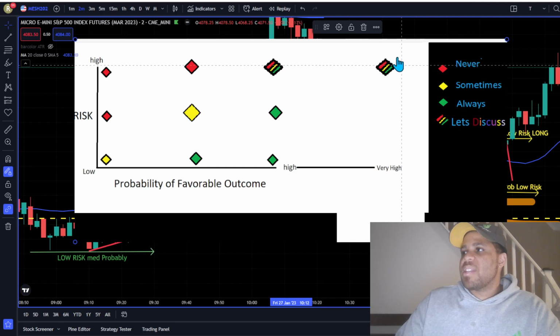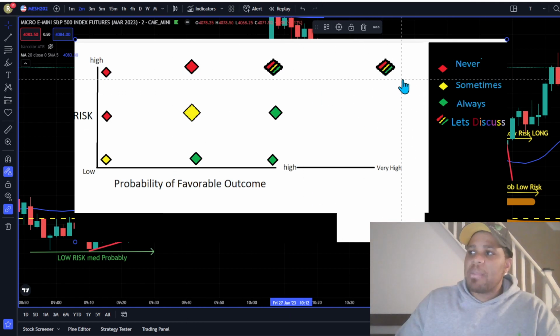Okay, so this trade is in a category of its own, and it deserves its own kind of video, and I'm going to show you a kind of trade that I took like that recently. It was high risk, but it was also very high probability, and it worked out. So we're going to talk about this in the next video.